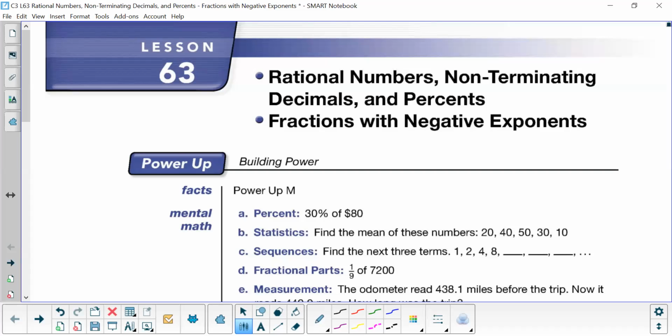Hi, course 3 students. Today we are on lesson 63, rational numbers, non-terminating decimals and percents, and also fractions with negative exponents. Let's start with those rational numbers.